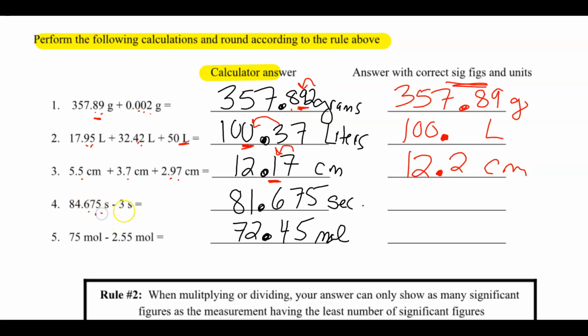Number 4, we're subtracting this time. 3 decimals, no decimals. So I've got to round to the nearest whole number, nearest 1. So look to the right. Will the 6 round that up? Yep. We've got 82 s, which is seconds. That's also a base unit.